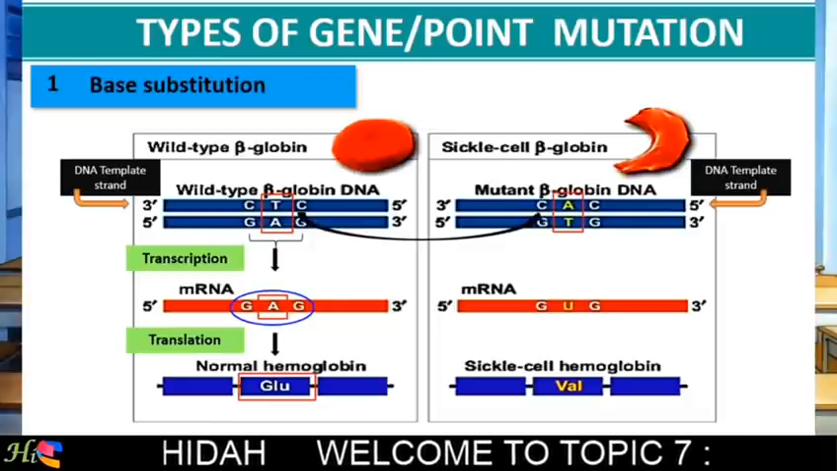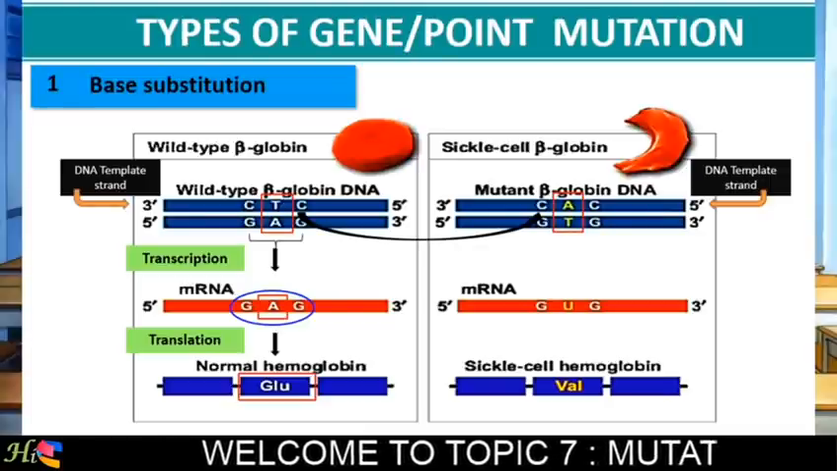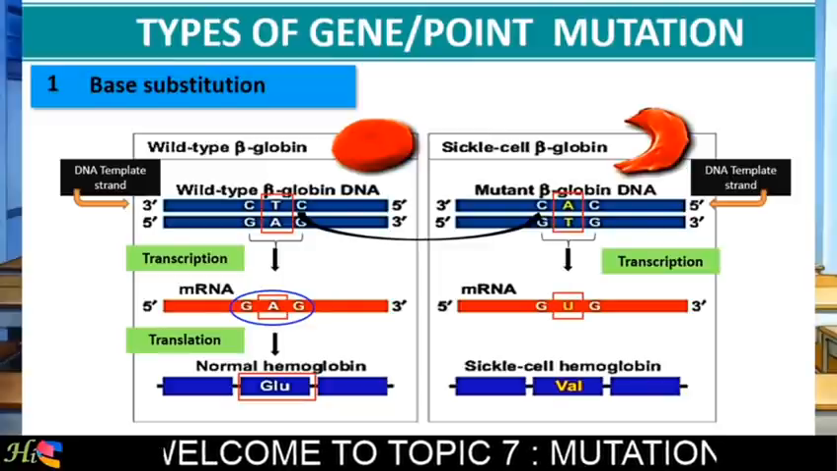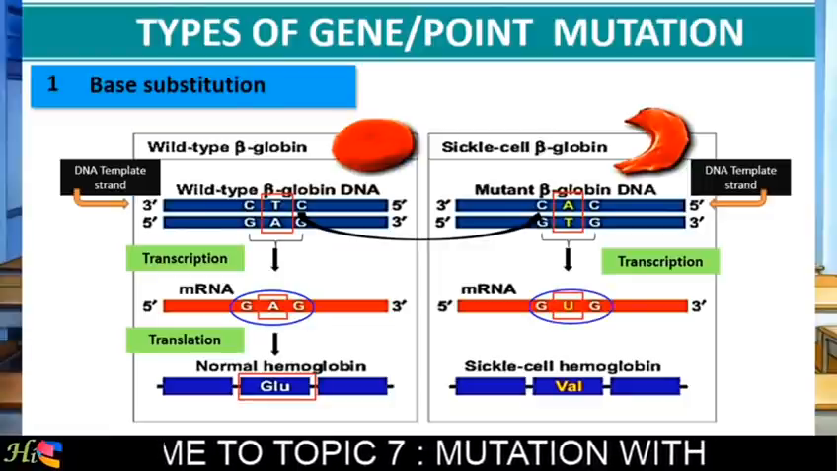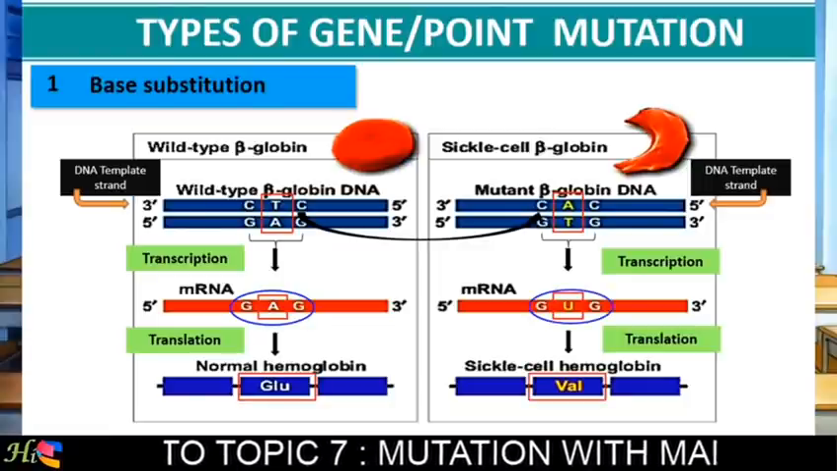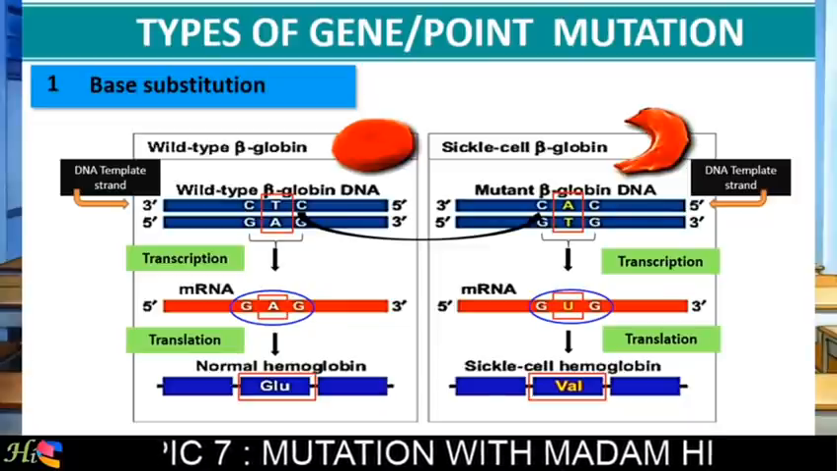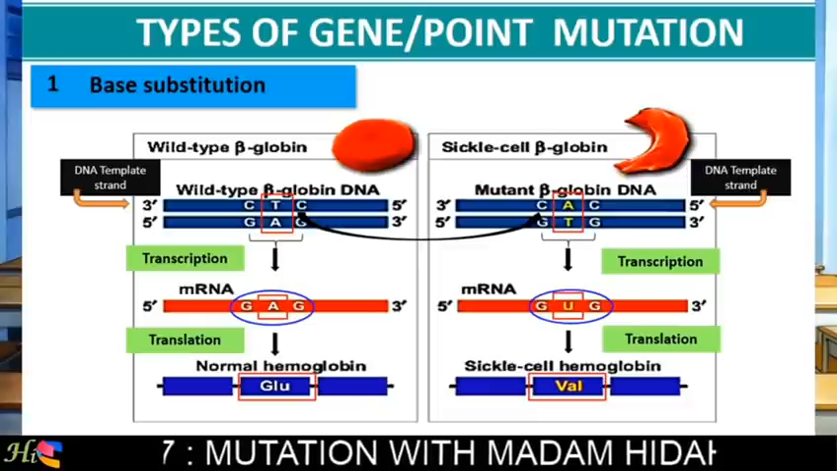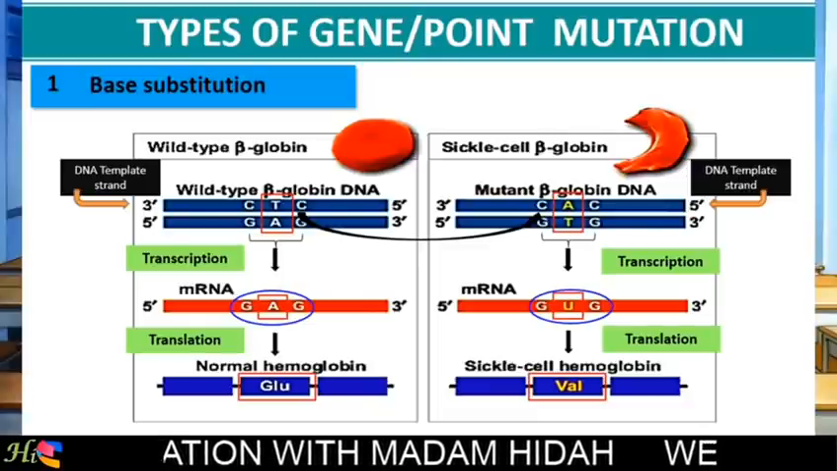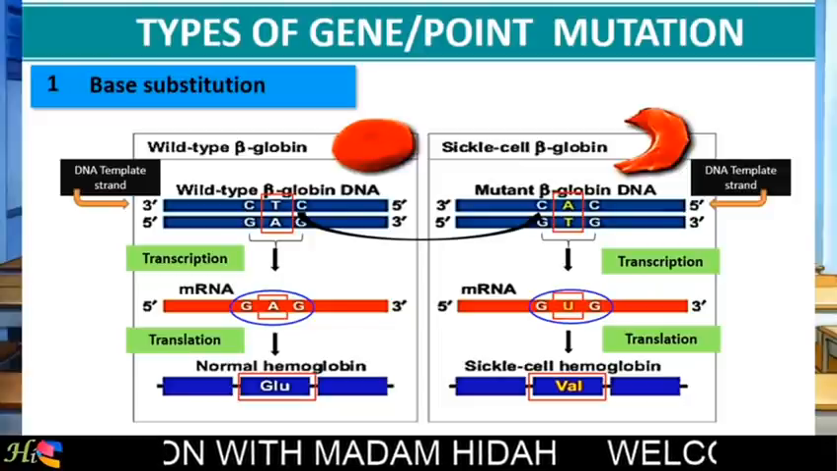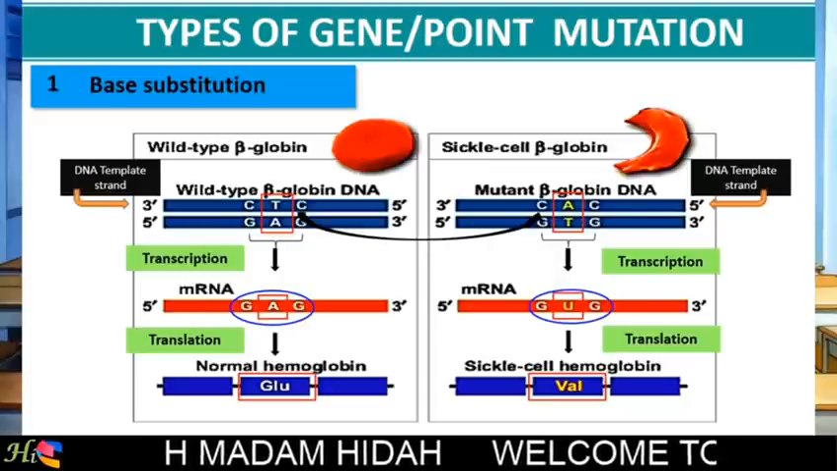In contrast, in sickle cell anemia, the thymine base has been replaced by adenine in the DNA sequence. During transcription, adenine will be transcribed into uracil. Codon GUG will be translated into valine in sickle cell hemoglobin. To summarize, base substitution happens when the nucleotide pair of DNA is replaced by another pair of nucleotides, resulting in changes of codon in mRNA and synthesis of a different protein.